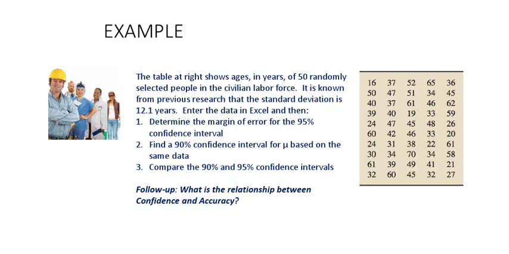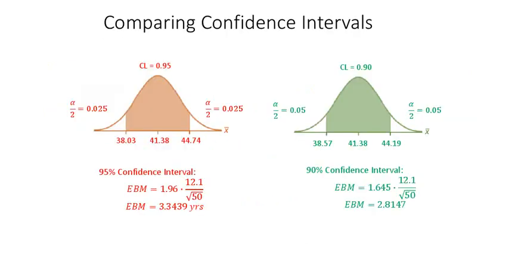Well, what's the effect of that? Well, if we look at what those EBMs do, certainly for the higher confidence level, we've got a much wider EBM. Take a look here. We see that 3.34 years and 2.81 years, definitely a big difference based on the confidence level. Also, we see our confidence level is 0.95, our confidence level is 0.90. We have a farther spread right here to the left and the right.